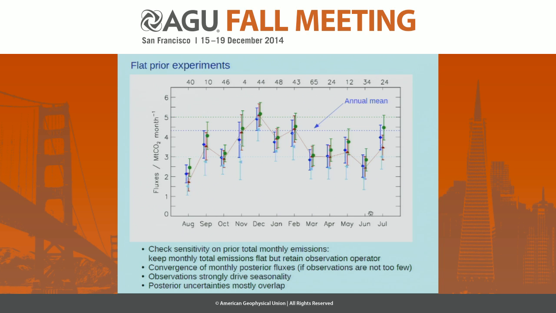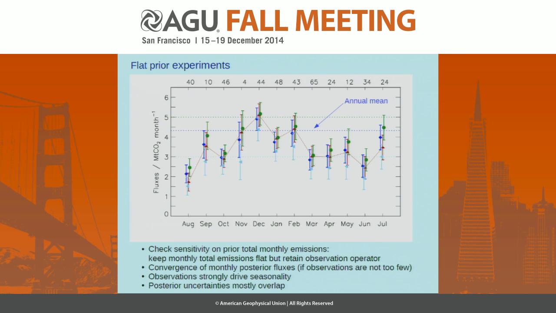So, the flat prior experiment. The idea of this experiment is to check how sensitive our results are to the total monthly emissions. We keep the monthly emissions flat but retain the observation operator, so the only modification is that the monthly emissions are flat. I used three different flat priors: one at the annual mean of 4.3 megatons CO2 per month, one at 5 megatons CO2, and one at 3. Color-coded, you see the posterior fluxes, and in red you also see the results from the default setup.